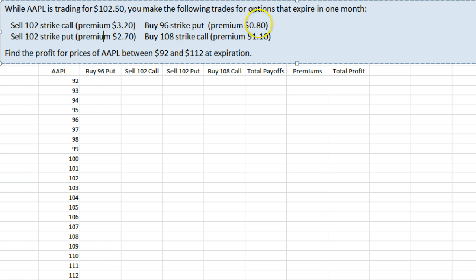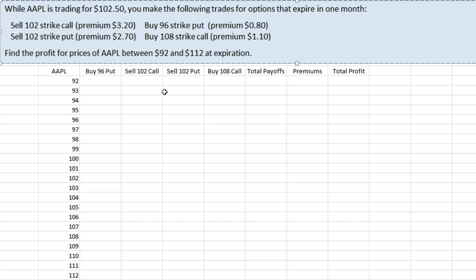The premiums are given, and you're asked to find the profit for prices of Apple between 92 and 112. That's a range of 10 down or 10 up on the stock at expiration. As a side note, these numbers happen to be accurate as of the moment I'm making this video. They will be different if you were to look them up now, but this is an example with accurate numbers.